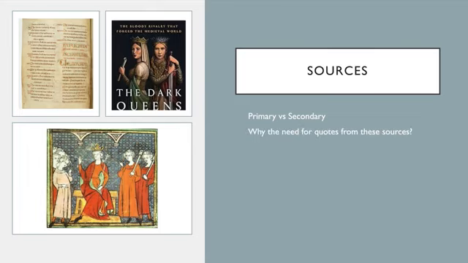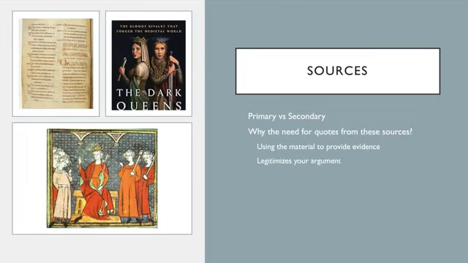So why do we need to quote from these sources, right? Well, first, like any field, we need evidence, right? If we're writing about a historical period, we need evidence from that period to tell us what was taking place. So as its basic foundation, quotes help us provide evidence of what was taking place at that moment.